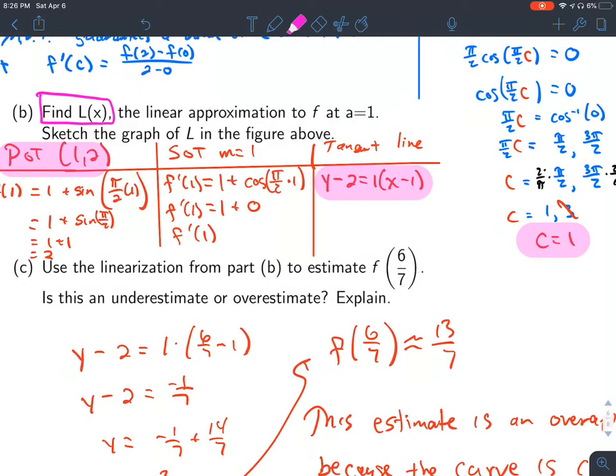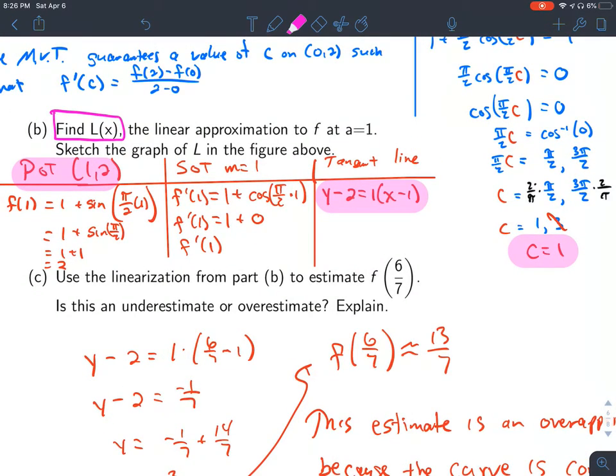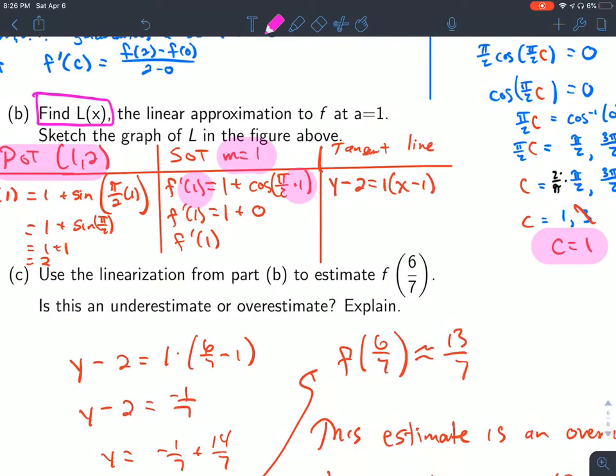Then I found the derivative, and I put 1 in place of x, and found that f prime of 1 is 1, which means the slope is 1. So I didn't finish this problem. I'm going to finish it now.